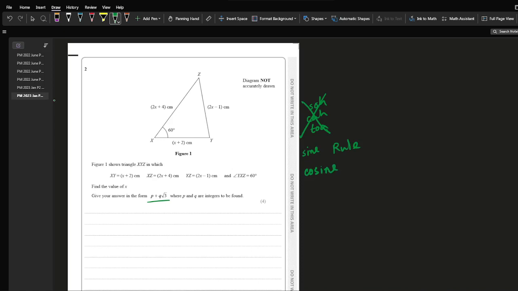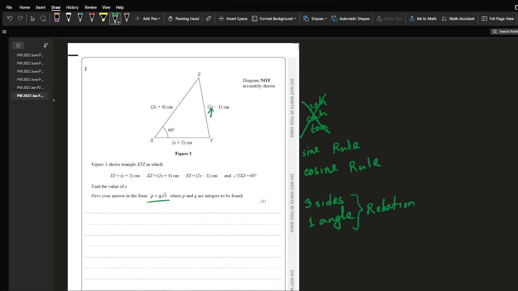Now which one do we use? It depends on what we have and what we need. What do we have? We have three sides and one angle. And what do we have to find? We basically have to get an equation so that we can find the value of x. Now what do we need? We need a relation between these four.